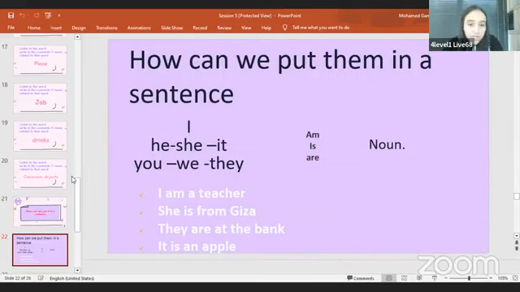So this is the form. This is the subject plus verb to be plus noun. So I am plus the noun. He, she, it, is plus the noun. You, we, they, are plus noun. An example is, for example, I am a teacher. I, the subject, am, verb to be, a teacher, noun.